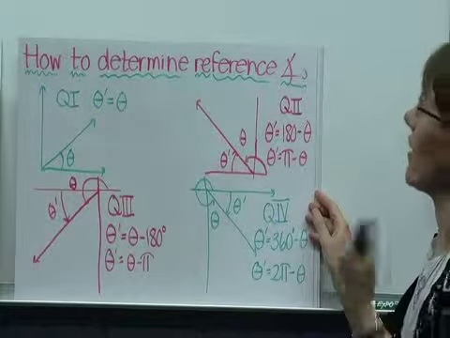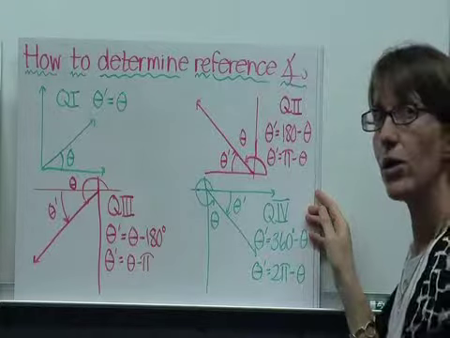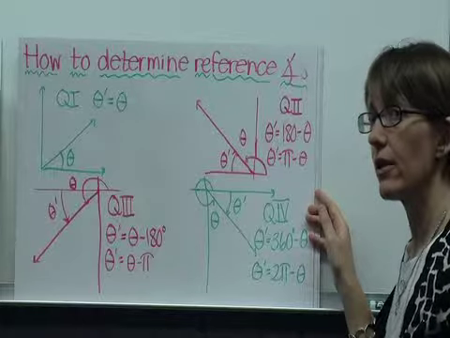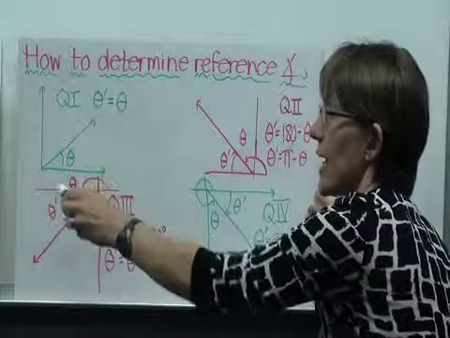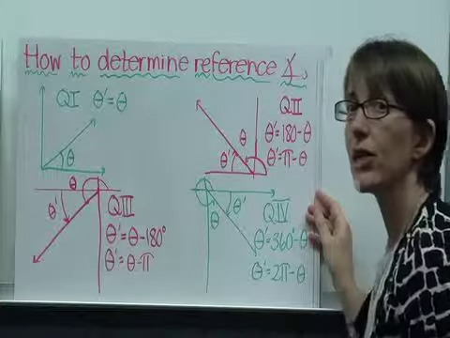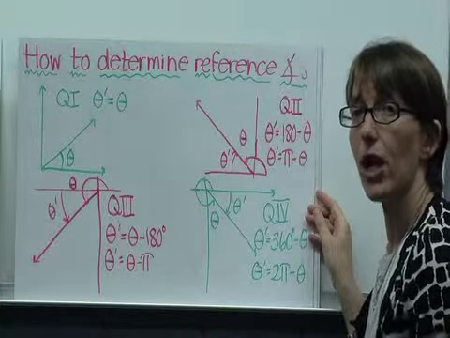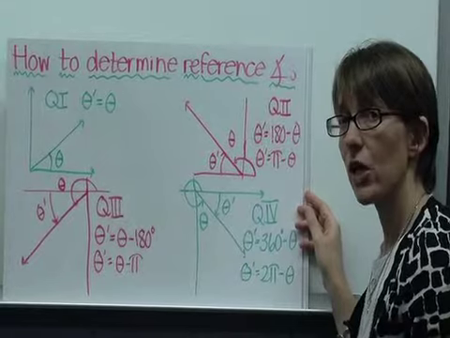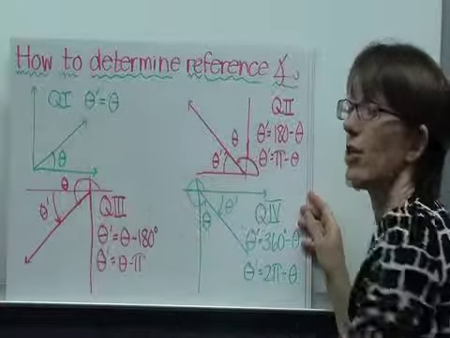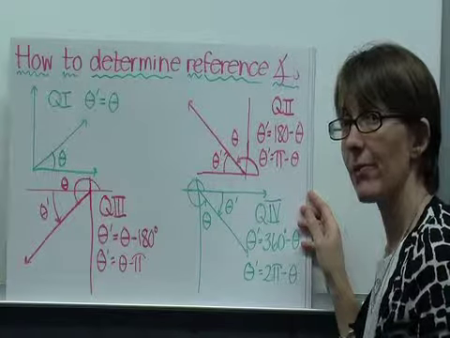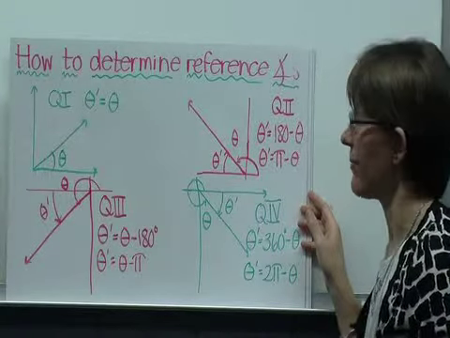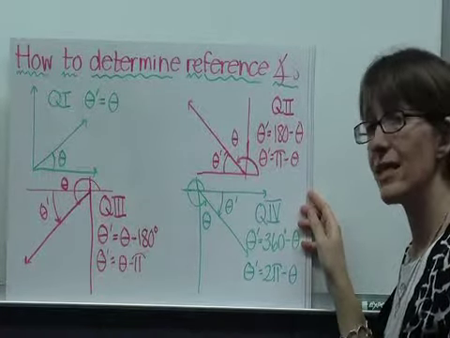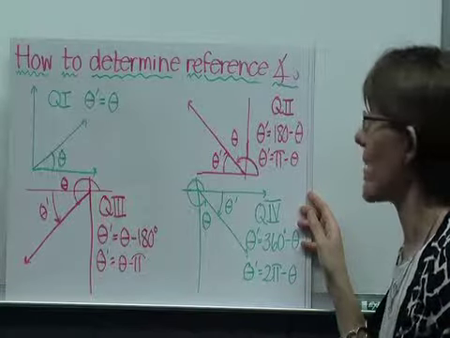A little reminder on how to determine reference angles. Again, reference angles have a measure between 0 and 90 degrees. They measure the distance from the terminal side of the angle to the nearest horizontal, that is the positive or negative x-axis. We have rules for calculating a reference angle in all four quadrants. In quadrant 1, the reference angle theta prime is equal to the angle theta. In quadrant 2, theta prime is equal to either 180 minus theta, or if you're working in radians, pi minus theta.